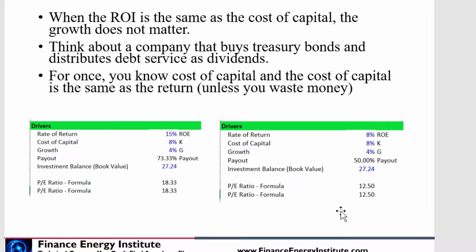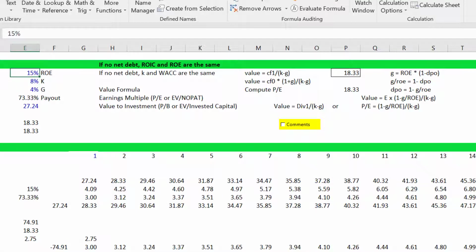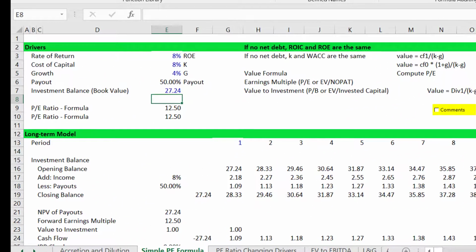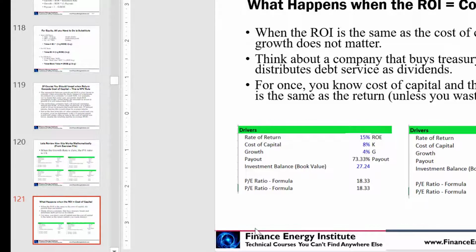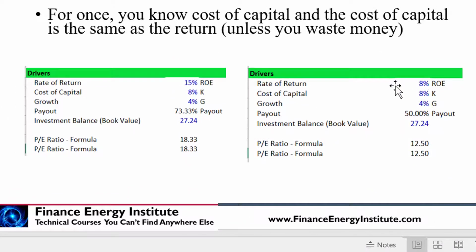Okay, now we can do the same thing. It's the same sort of thing. So you go to this one, and if I put 8% in for the ROE and the cost of capital, I get the same thing. And that's because it makes a lot of sense. It's because when you pretend you have a company that buys treasury bonds, I've talked about this one before, and all you're doing, you're not doing anything. So when the ROE is equal to the cost of capital, I don't care how fast you grow. I can buy a whole bunch of treasury bonds and give my interest back.